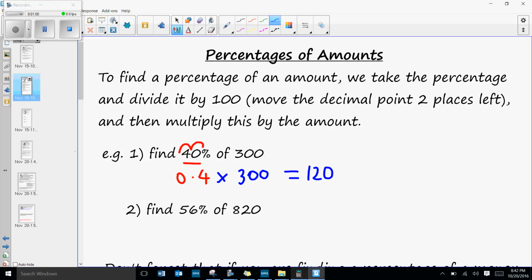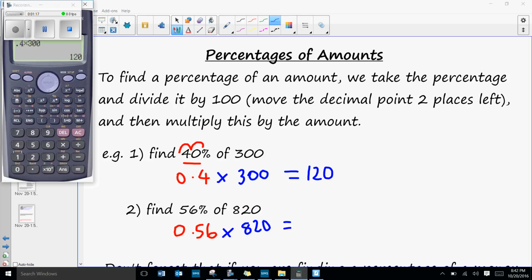56%, again dividing it by 100, gives us 0.56. We then multiply that by 820. We get 459.2.